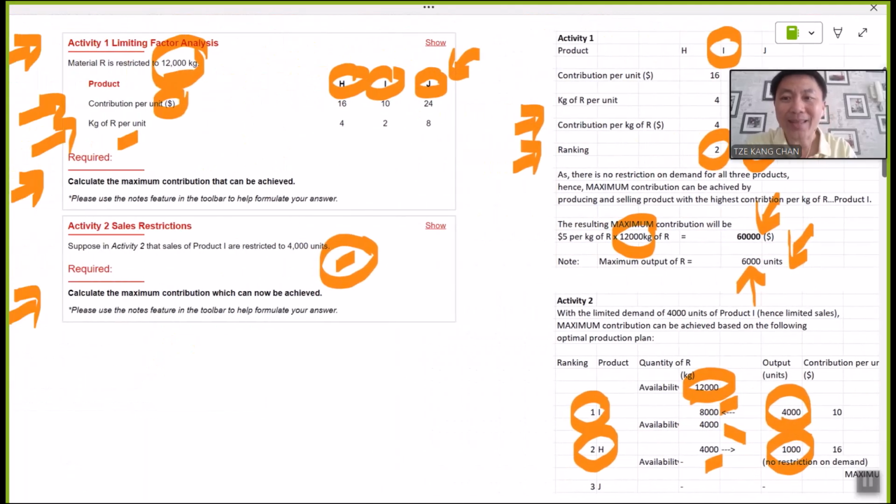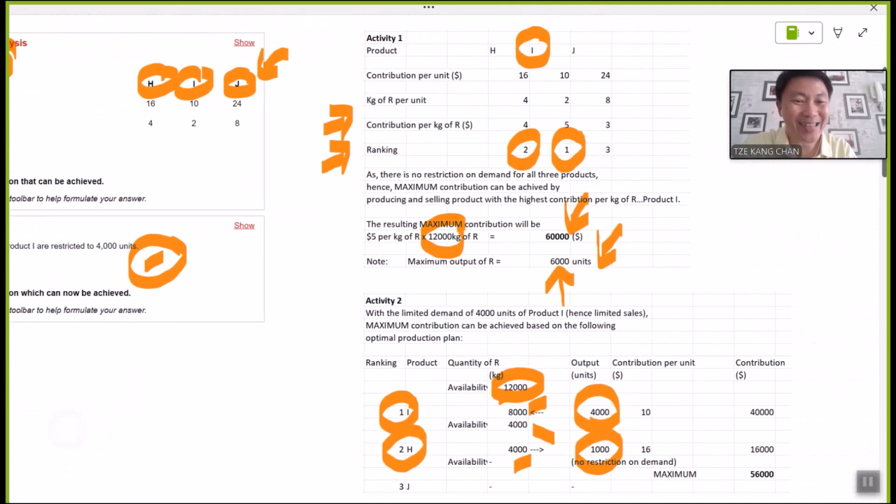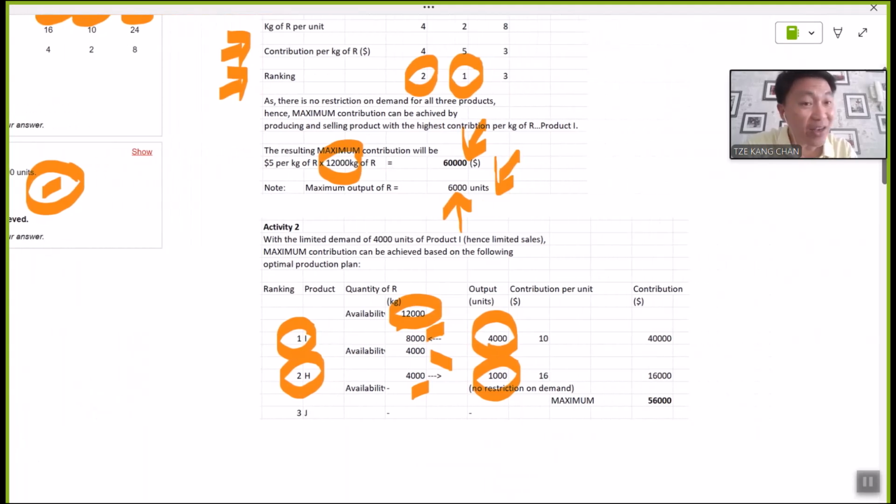Taking note that H, however, is still not subject to any restrictions of demand, so therefore we will be able to make and expect to sell all the 1,000 units of H. With this output, multiplying with the contributions per unit, the resulting contributions will give rise to the total maximum contribution, with the presence of restrictions of demand for I.